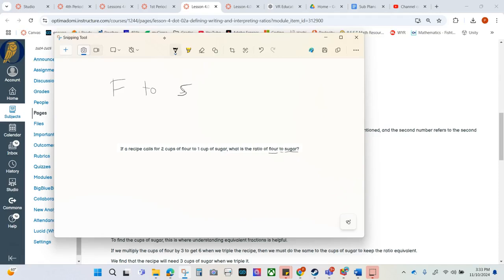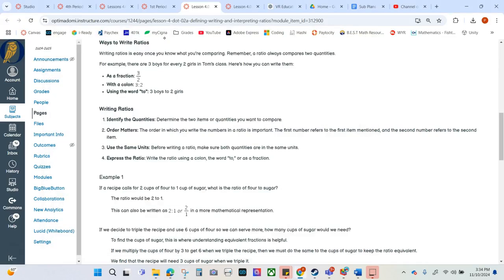Okay, what number here talks about flour? Oh, 2 cups of flour. And here's the number for sugar, 1 cup of sugar. Okay, now order matters. So 2, I'm going to use the colon because I like that way. Colon 1. 2 cups of flour, 1 cup of sugar. I have my ratio. Hey, 2 to 1. Sweet.